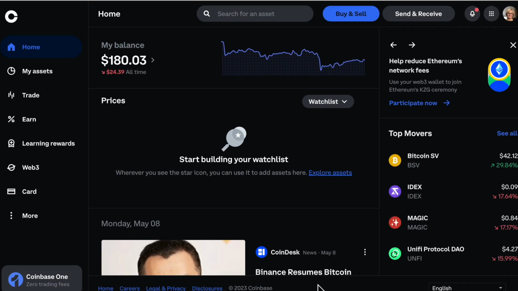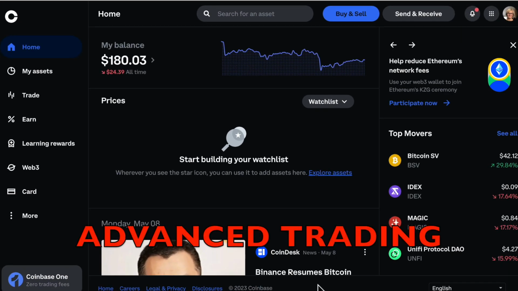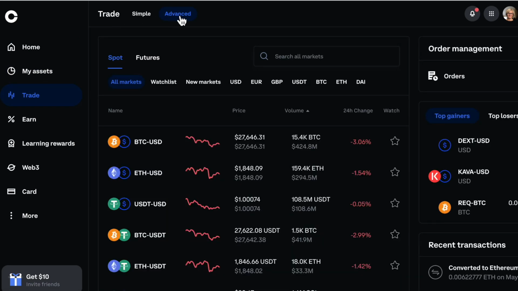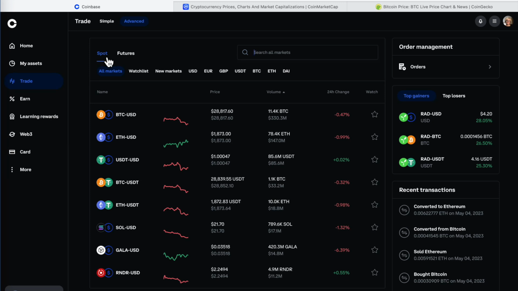So now we are going to dive into advanced trading. Going back to the home screen, we're going down to Trade and then Advanced if it's not already toggled. Right now we are looking at spot markets, and that's what you want to be looking at if you are a beginner. So we're not going to talk about futures, we're just talking about spot market.